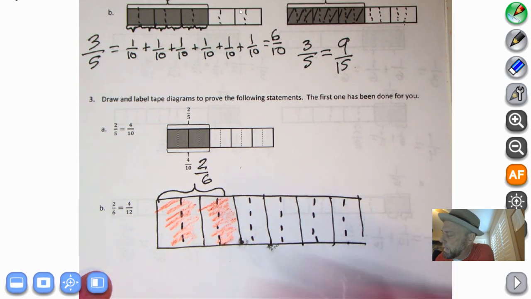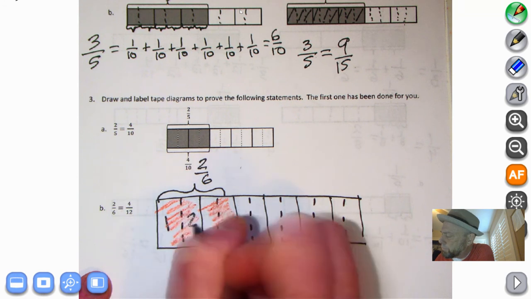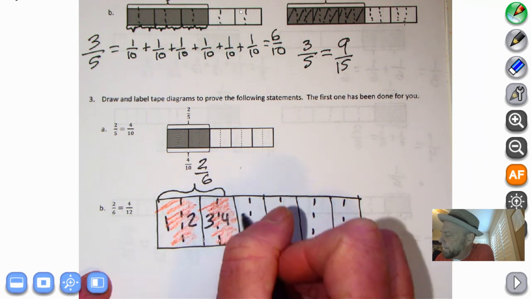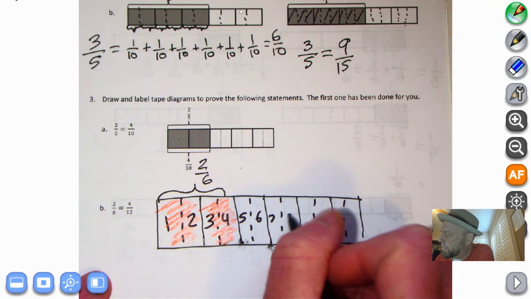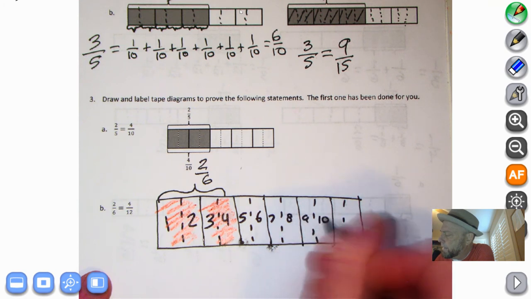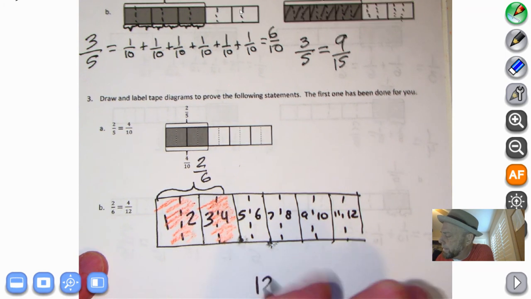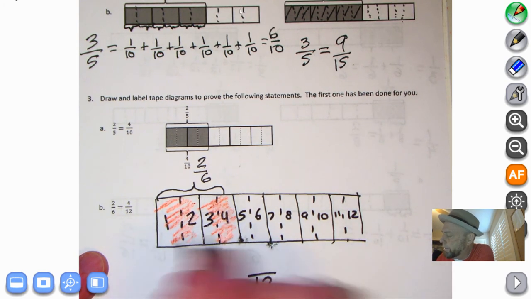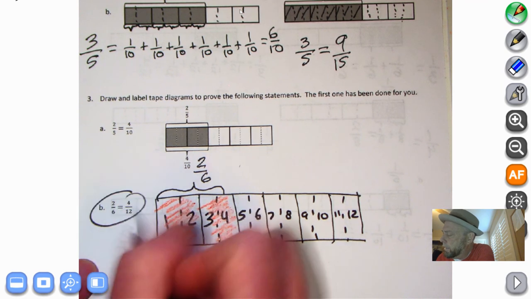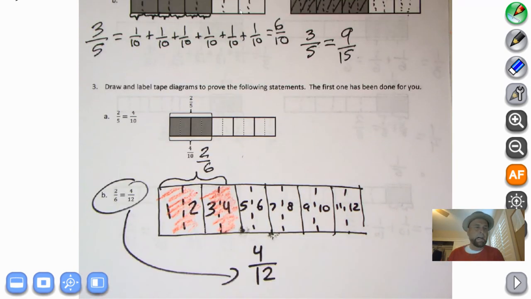Now let's see how many pieces we have. 1, 2, 3, 4, 5, 6, 7, 8, 9, 10, 11, and 12. So 12 is the total, and how many are shaded? 1, 2, 3, 4. 4/12. It looks like we did our job here.